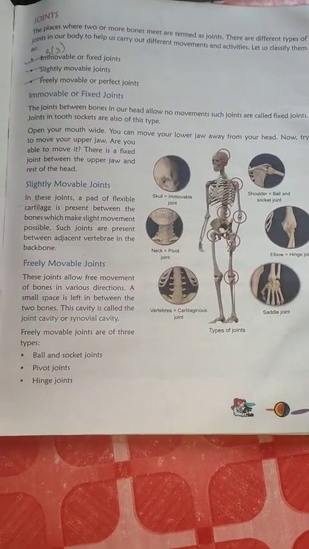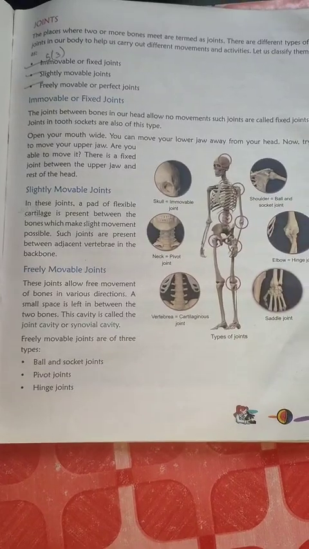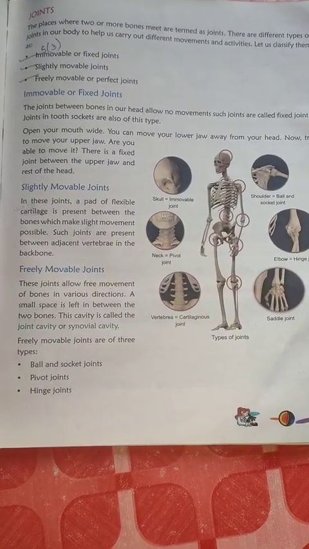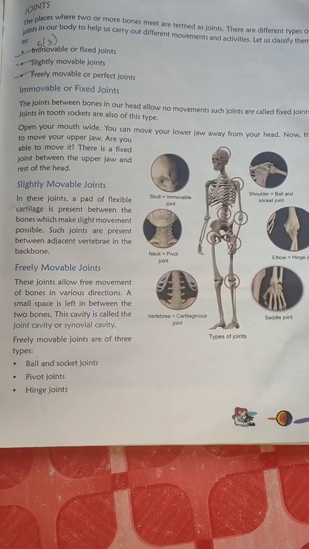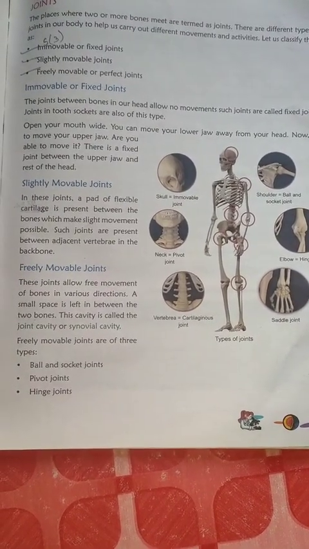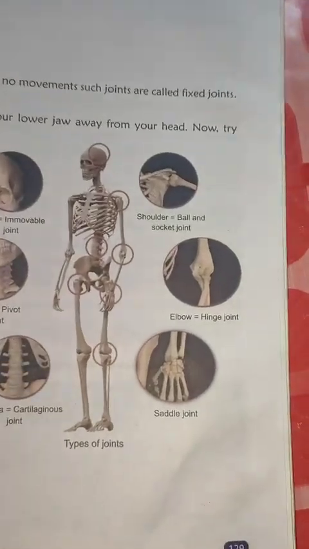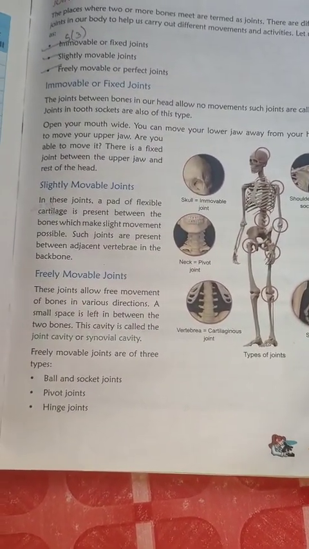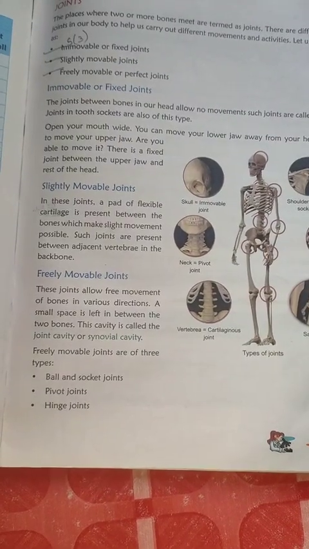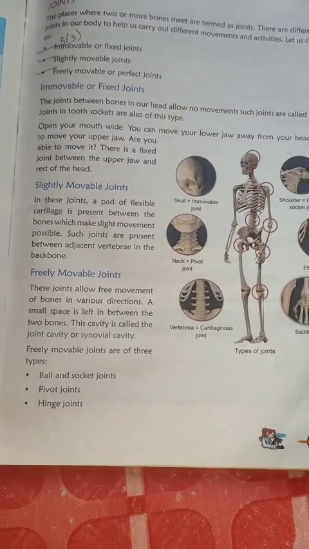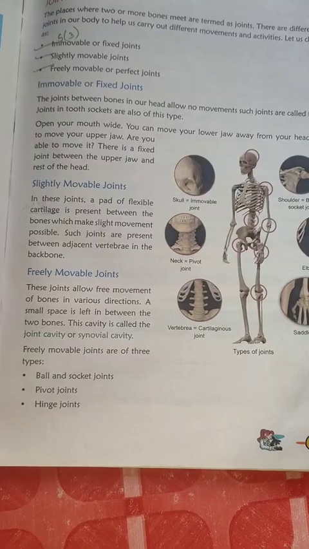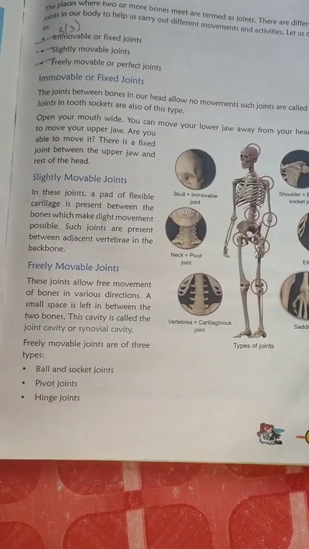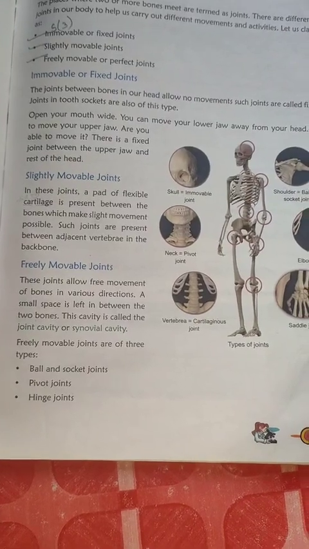Next is the freely movable joint. In this joint movement is allowed between the bones, and depending upon their motion there are four types. First is ball and socket, second is pivot joint, third is hinge joint, and the fourth is saddle joint. Let's discuss one by one. In the ball and socket joint, one round bone fits itself into the hollow section of the other bone, hence it provides motion in all directions. This joint is present in our shoulders and hips.